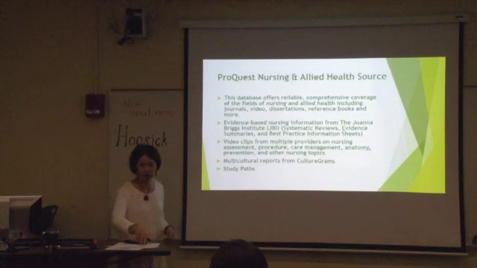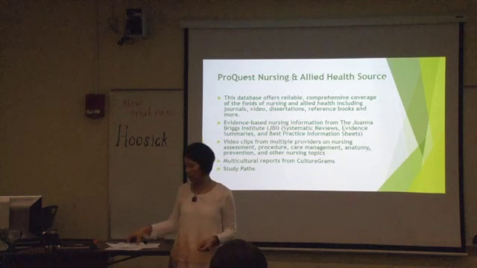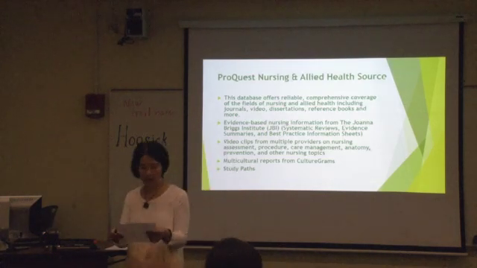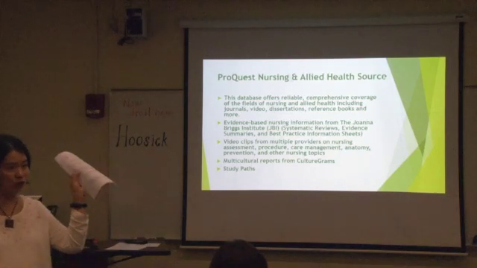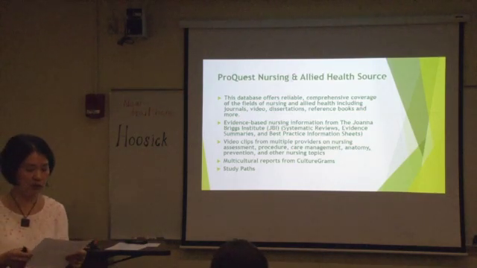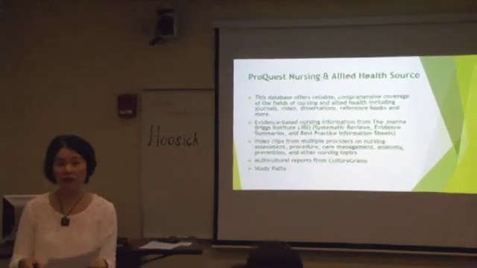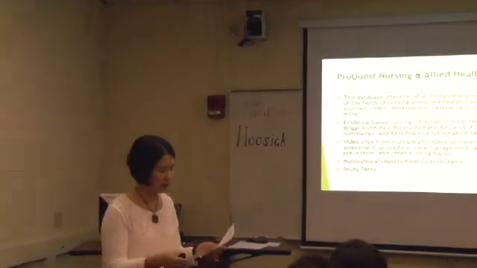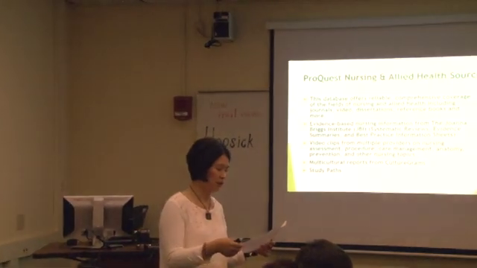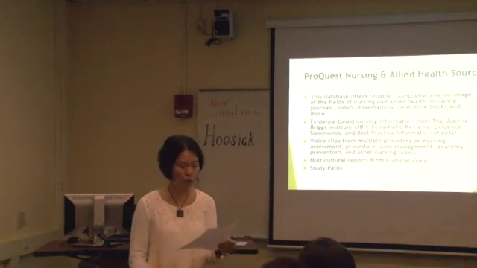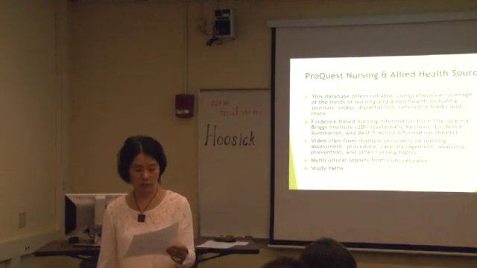Before I go to the third database, let's do a PubMed search. Question number 2. You need to find a systematic review and randomized control trial article on the effectiveness of exercise for fall prevention for elderly people.